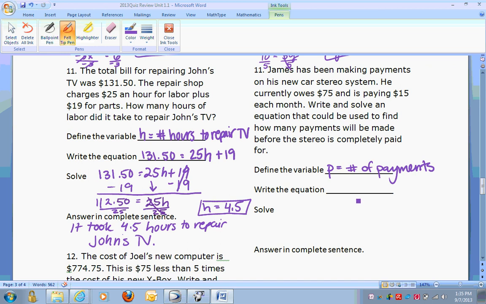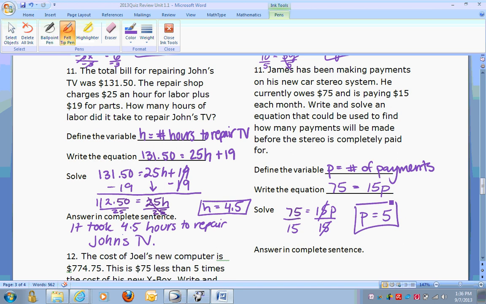Okay, and then when we write an equation, it says he owes $75, and if he's paying $15 each month, so that's each month he's going to make a payment. So 15 times P is how I'm going to set that up. Okay, so now we solve that equation: 75 equals 15P. I divide both sides by 15. So P equals 75 divided by 15, which is 5.